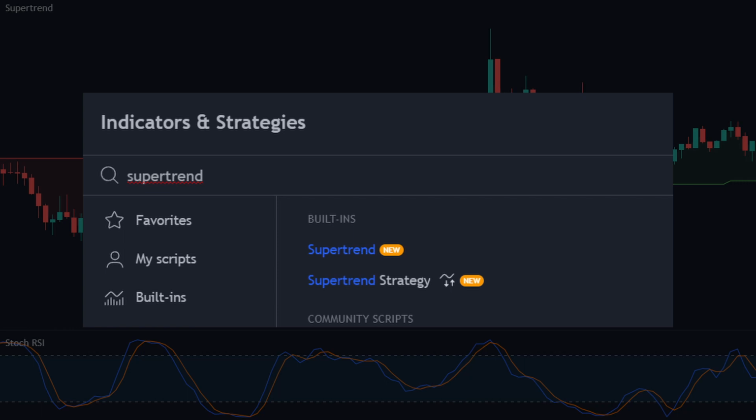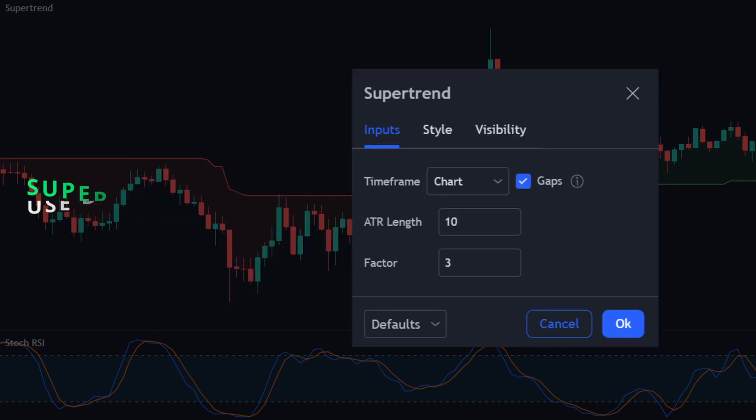Our first indicator is Supertrend. Find this indicator in TradingView by typing Supertrend, then add this indicator into the chart. For this indicator, we will use the default settings, so we don't need to change anything.